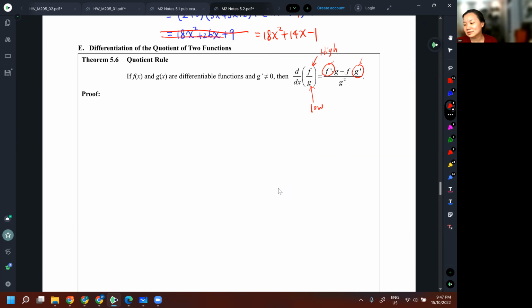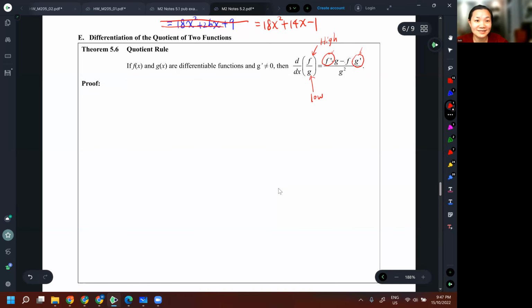Because I don't think it's very efficient if you memorize df g minus f dg divided by g squared, because you don't know what f and g are. But it's easier if you say d high low minus d low high divided by low squared. Okay, let's prove it. Just write fast.